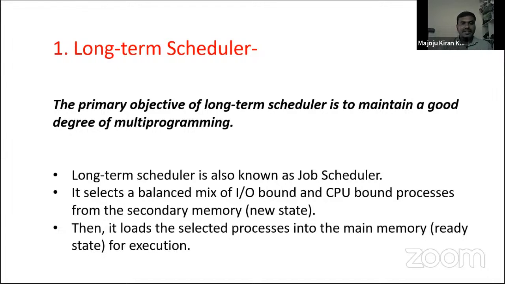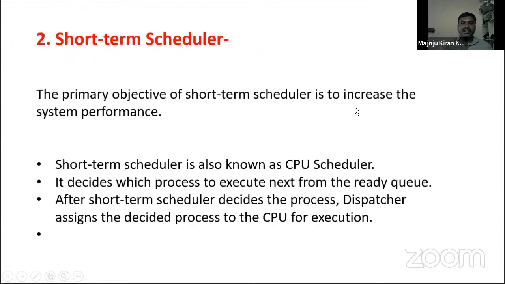The long-term scheduler is also known as the job scheduler. It selects both I/O-bound and CPU-bound processes from the secondary memory. The long-term scheduler's task is to load the job or program from the secondary memory into main memory. That is the task of the long-term scheduler. After loading the process from secondary memory into main memory, it starts execution. So that is the long-term scheduler's task. And now the short-term scheduler.